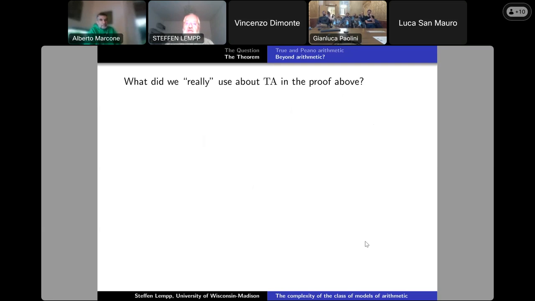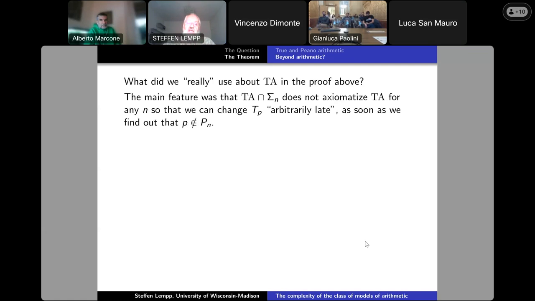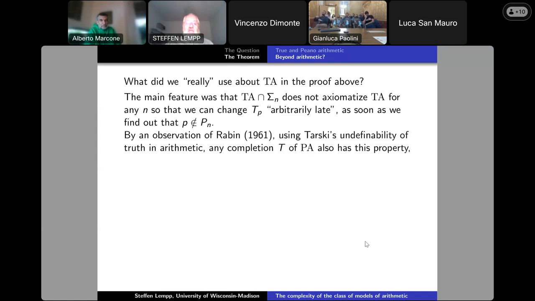arithmetic in the proof? I mean, it seems kind of ad hoc to use only true arithmetic. There seemed to be some more going on. Well, the main feature that the sigma n fragment of TA has is that the sigma n fragment of TA does not axiomatize all of TA for any n. And that allows us to diverge from true arithmetic arbitrarily late to some theory TP, as long as once we find out that P is not in PN for some possibly very large PN. That is really the property that we need for our construction to work.